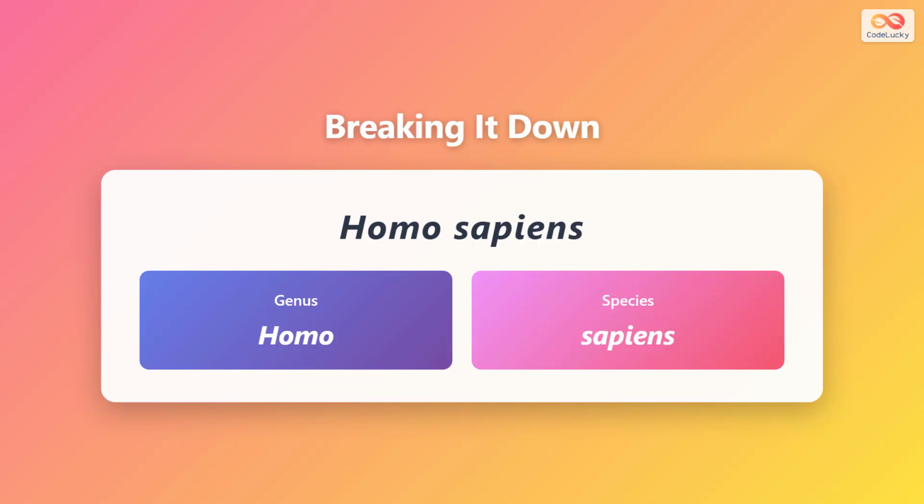Breaking down Homo sapiens further, we can see each component clearly. Homo represents our genus, which groups us with related species that share common characteristics. Sapiens is our specific epithet, distinguishing modern humans from other species that may have existed in the Homo genus. This two-part structure makes identification precise and systematic.